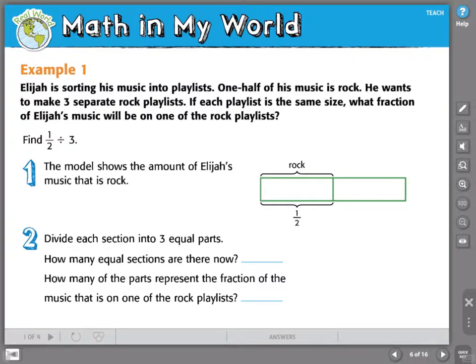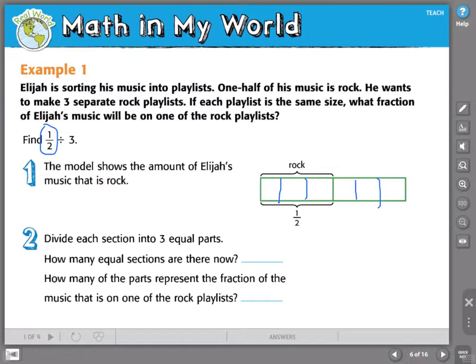Here's another example. Elijah is sorting his music into playlists. 1/2 of his music is rock. He wants to make 3 separate rock playlists. If each playlist is the same size, what fraction of Elijah's music will be on one of the rock playlists? Since rock music represents half of his music collection, and he is dividing that half into 3 equally sized playlists, we're going to divide each section into 3 equal parts.